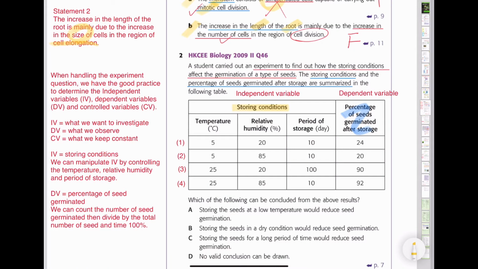In question 2, I will extract it to another video to explain the whole concept of this experiment. Not only talking about the seed germination, but also trying to clarify the independent variable, dependent variable, and also the control variable. You can take a look. Stay tuned for the next video.